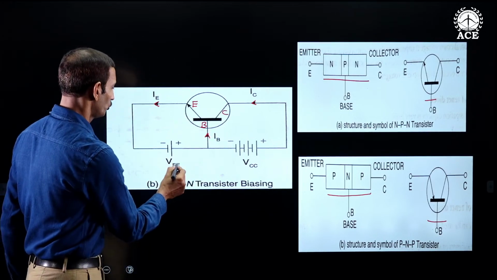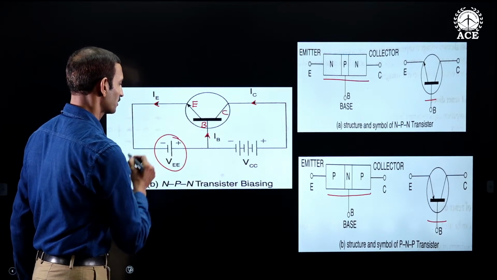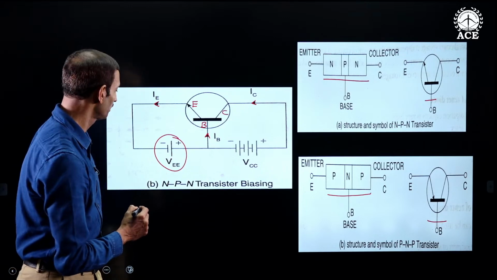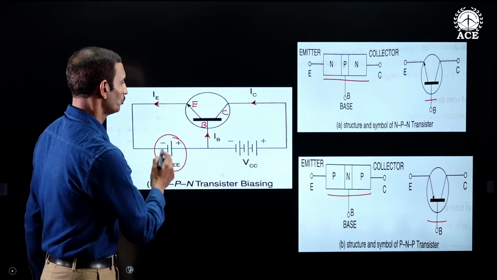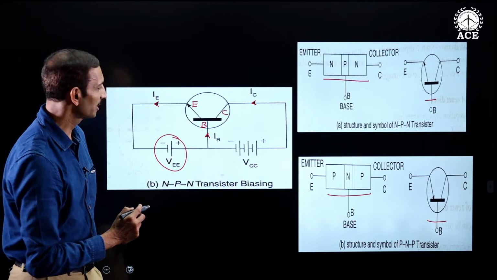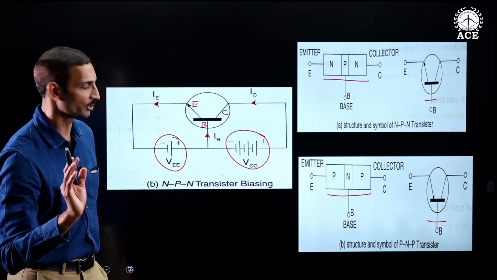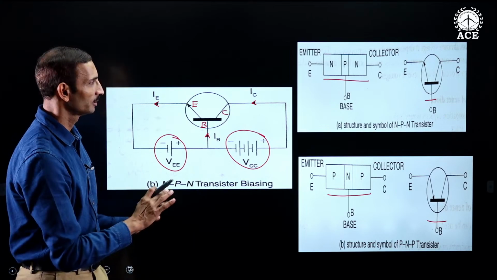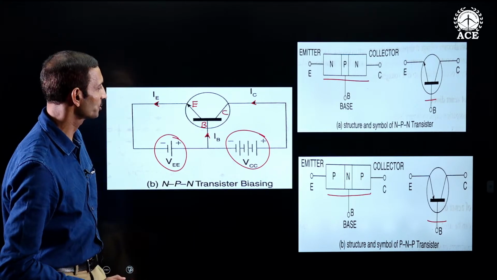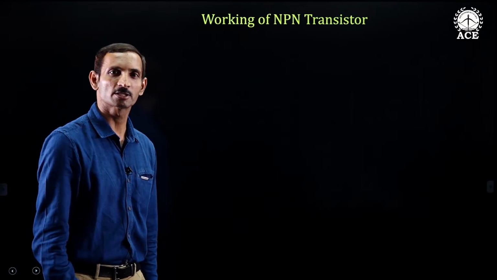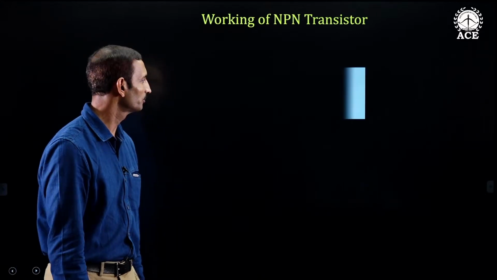There will be two power supplies, batteries you can say. One is VEE to forward bias the emitter base junction. The other one is VCC to reverse bias the collector base junction. I will explain this when we discuss the working of a transistor. Right. Now we are going to discuss the working of the NPN transistor.